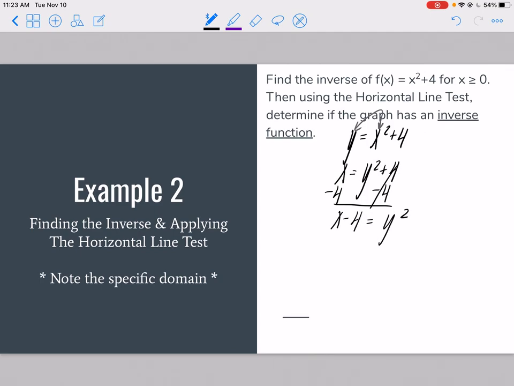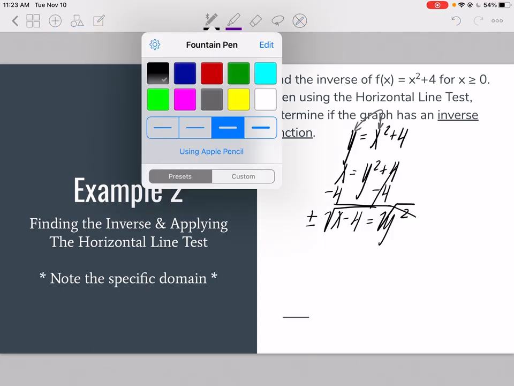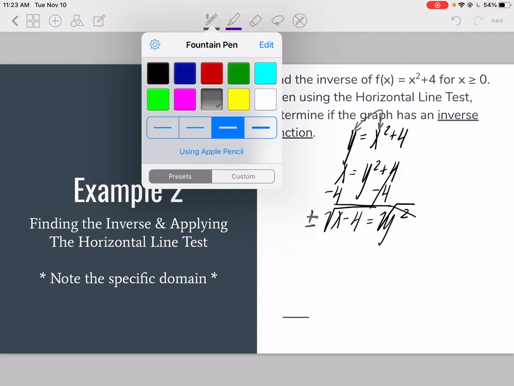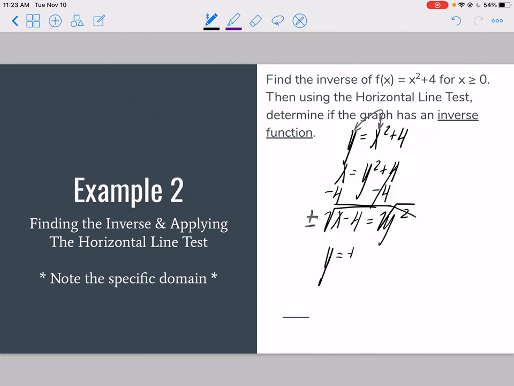Okay, now we have y squared and we want just y. So to get just y by itself, we've got to square root both sides. Now be really, really careful because when you square root, you get two solutions, the positive and the negative value. Okay, so we get y equals plus or minus square root of x minus 4. And then we replace that with our inverse notation. So f inverse of x equals plus or minus square root of x minus 4.